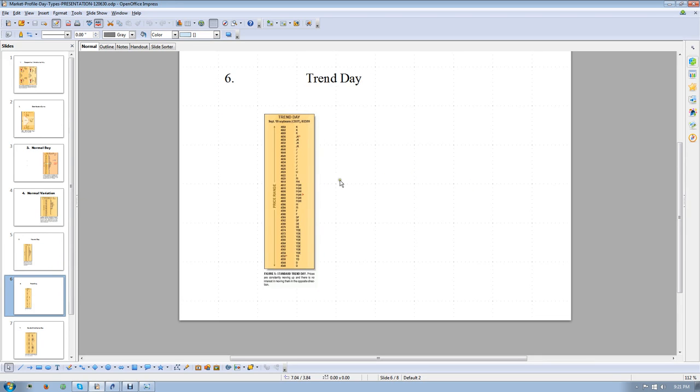And the characteristics of a trend day are that you're basically going to get a more elongated type of profile with some possible anomalies in it, like single prints and stuff like that. And that's basically what makes a single print: the market staying within the value area in anticipation of the news.